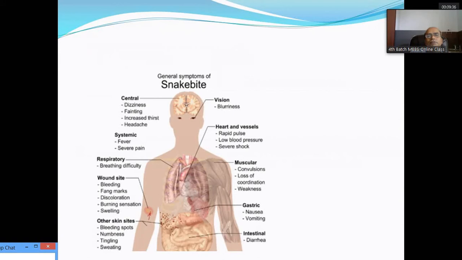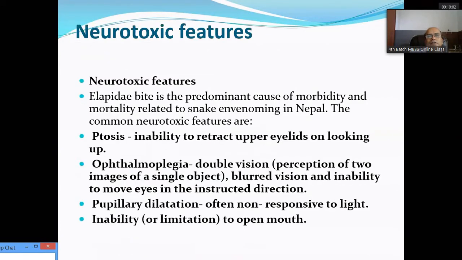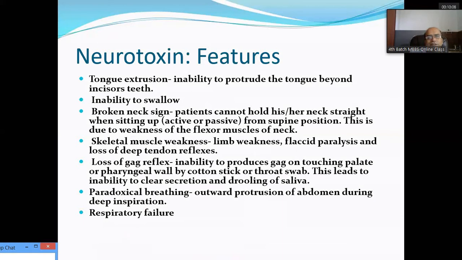The symptoms sometimes are a combined form of presentation, like in cobra. It may result in neurotoxic features, and sometimes it may have a little bit of hematological symptoms. So patients may present in a hospital with various forms of systemic and local complications, which I have already told you in the last class. Neurotoxic features, there are so many neurotoxic features, and it is one of the most important presentations in snake bite in our part.